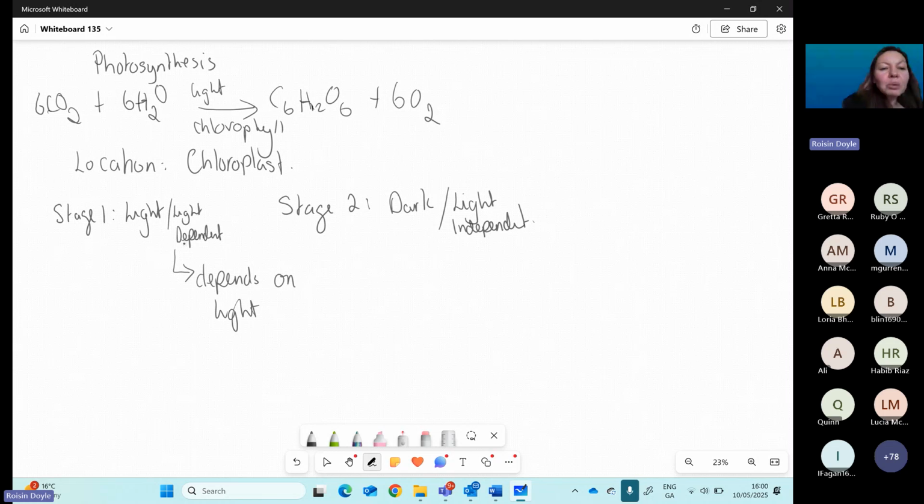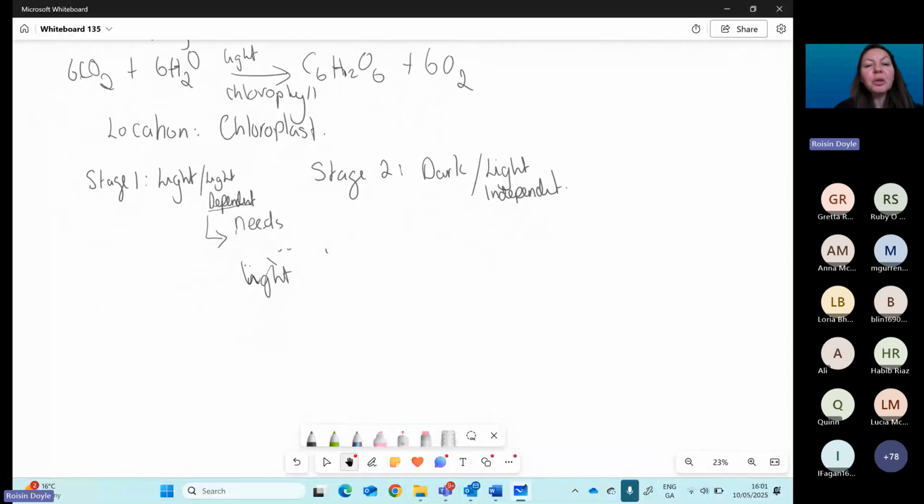Why? Because all Róisín has done is repeat the word that's given in the question. So that won't get you any marks. There's another tip for you today. Exam tip. Are you locked in? Are you listening to me? What is meant by light dependent? We can't repeat the word that's given in the question, so we're going to replace it with needs light, requires light. So it needs light. The dark stage does not need light.